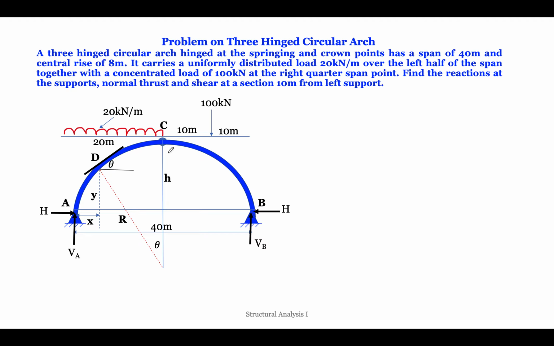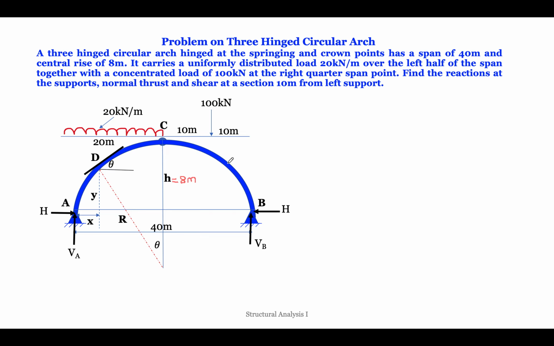A three-hinged circular arch, hinged at springing, means it's nothing but the supports over here. So these are the supports, and here is the crown point. Now this particular three-hinged arch has a span of 40 meter, so here is a span of 40 meter. Now it has a central rise of 8 meter.